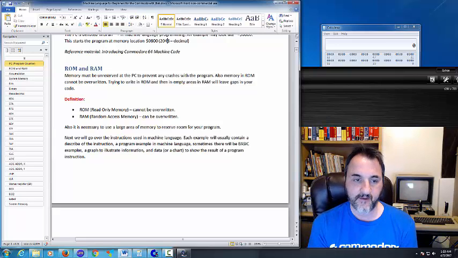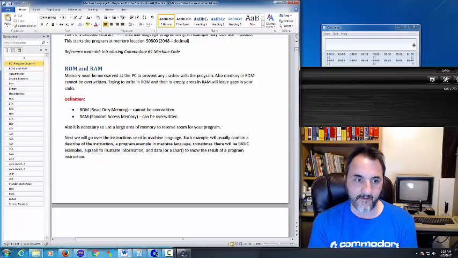So I also got something in here called definitions. Whenever something comes into explanation, I figure that maybe people don't understand, so I'm trying to put definitions out there for you. So ROM is read-only memory. As I mentioned, it cannot be overwritten. And RAM is random access memory.